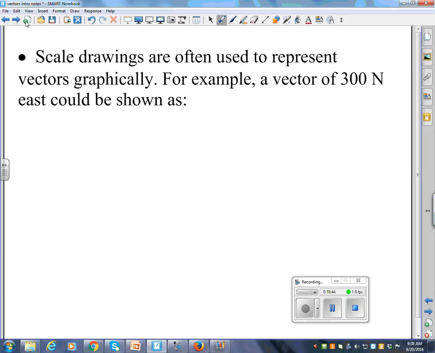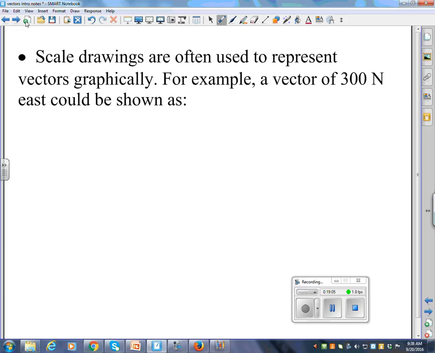Okay. Scale drawings are often used to represent vectors graphically. So we're going to get into the drawing right now. For example, a vector of 300 newtons east could be shown as... Okay? So what you do is, okay? So 300 newtons east.